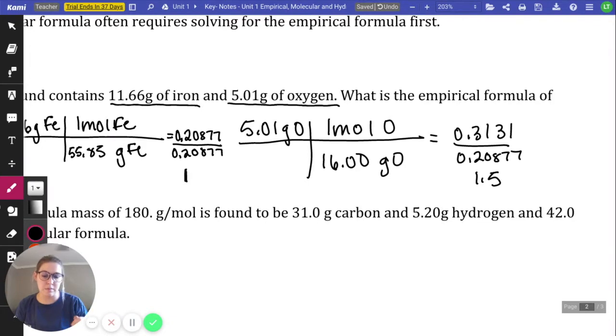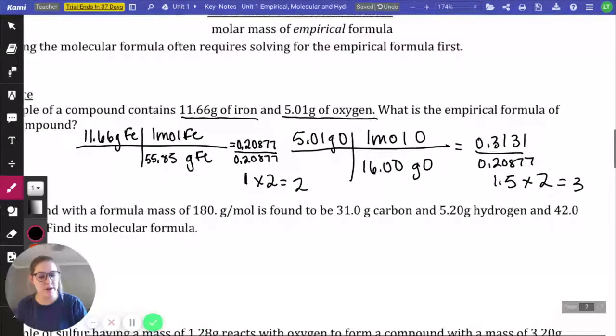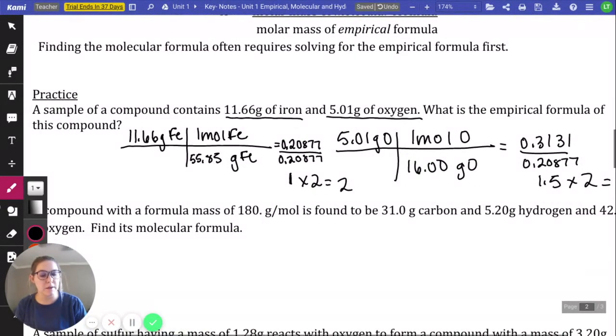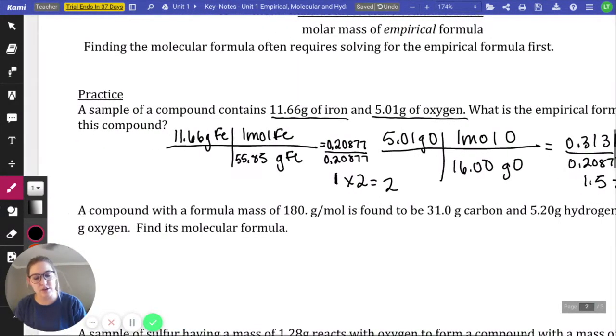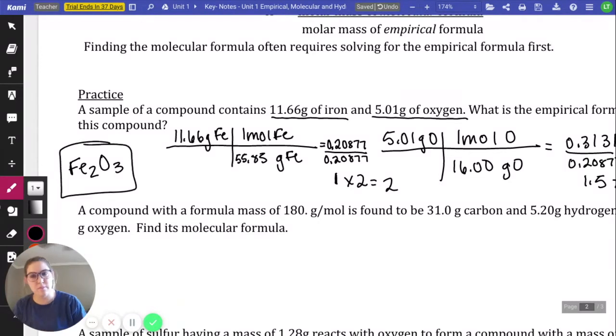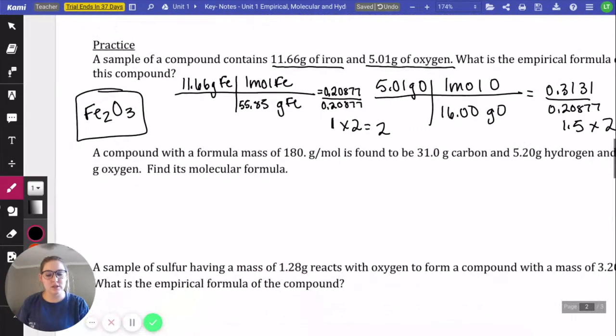Last step is to multiply till whole. So I need to multiply these numbers to get a whole number. Since this is 0.5, to get it to be a whole number, I'm going to multiply both numbers by 2. And then those numbers that I end up with, my whole numbers, are going to be my subscripts in my ratio. So it'll be Fe2O3. Boom. Okay, so that's that. All right, let's do the next one.